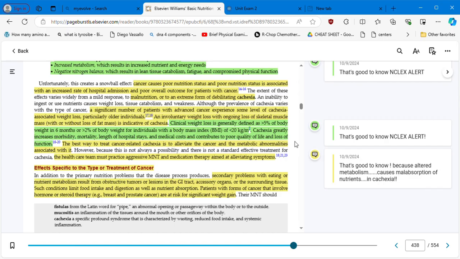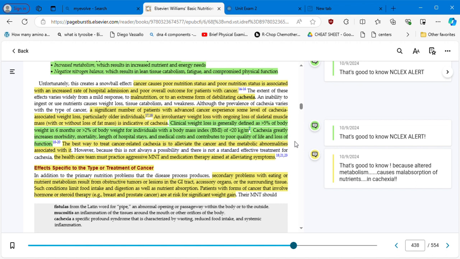Wow. Cachexia generally increases morbidity, mortality, length of hospital stays, and medical costs, and contributes to poor quality of life and loss of function. The best way to treat cancer-related cachexia is to alleviate the cancer and the metabolic abnormalities associated with this. And that's good to know. The healthcare team must practice aggressive nutritional therapy and medication therapy aimed at alleviating symptoms, because altered metabolism causes malabsorption of nutrients in cachexia.